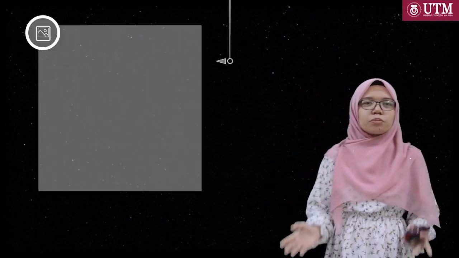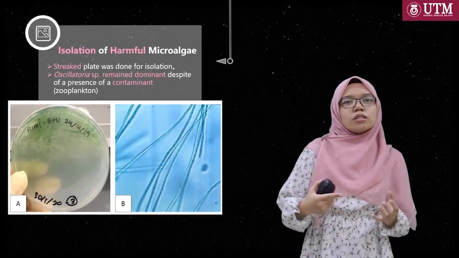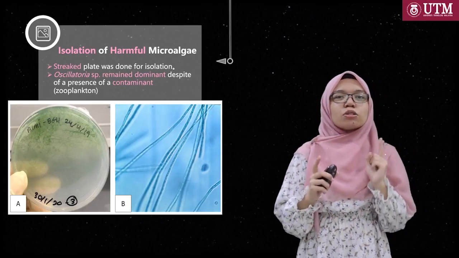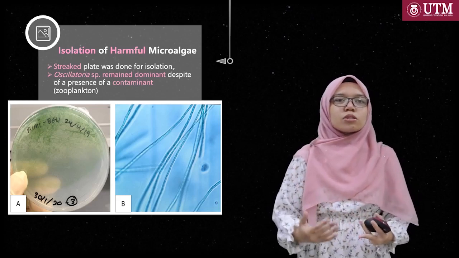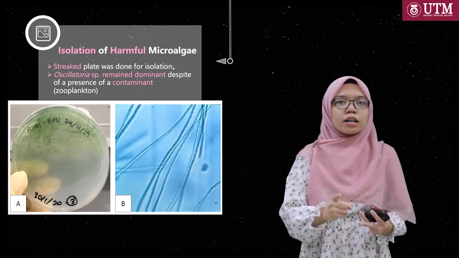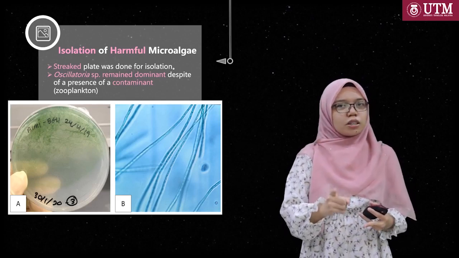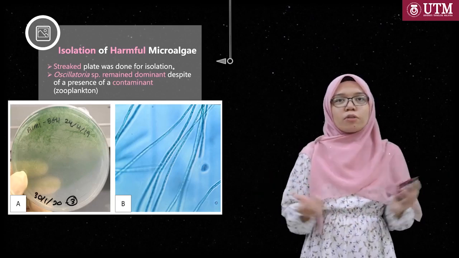So, after the spread plate, the mixed culture was used to isolate Oscillatoria by streaking many times until a unialgal culture was obtained. The majority olive green color of the filaments also confirms that Oscillatoria is dominant, even though it is contaminated with zooplankton. But overall, it does not affect Oscillatoria in any way.